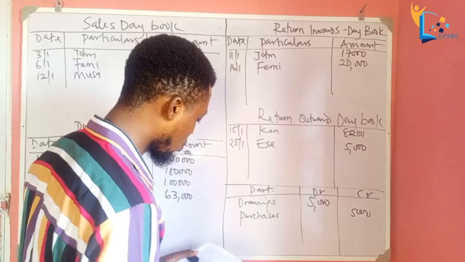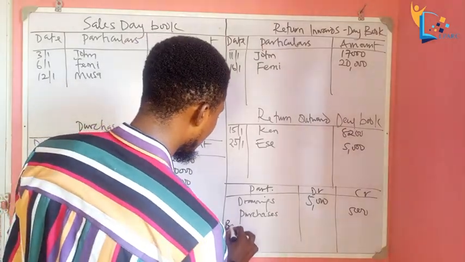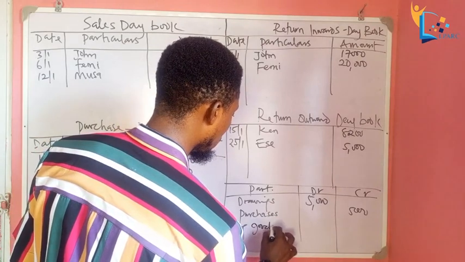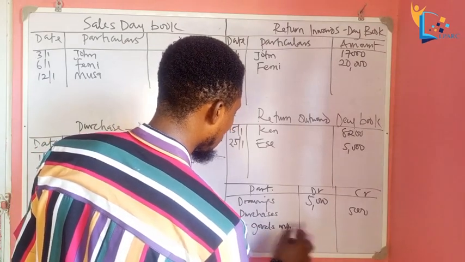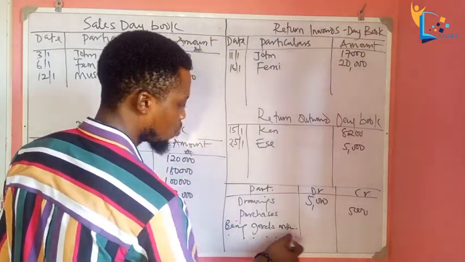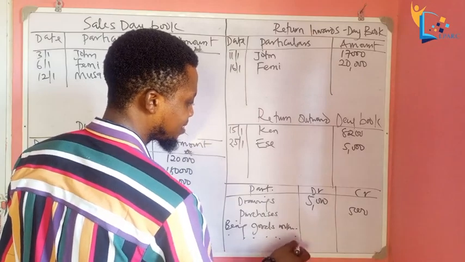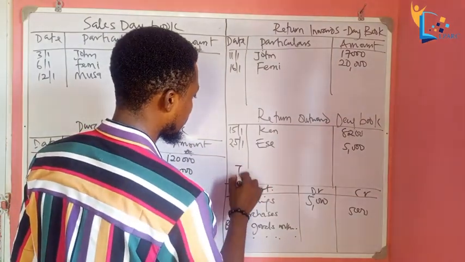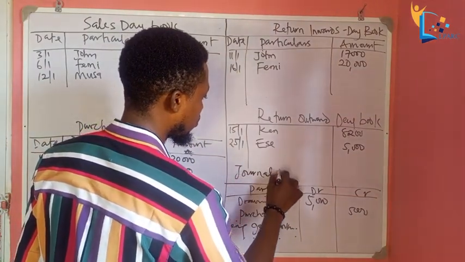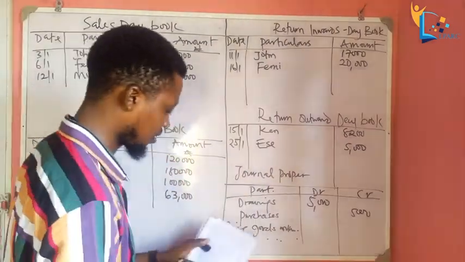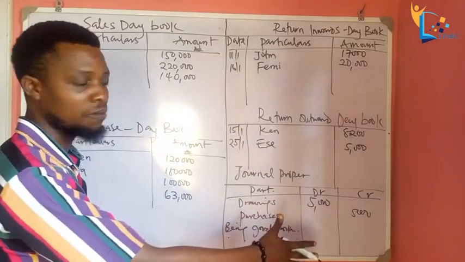Okay, so your narration will be: goods withdrawn on 15th of January 2023 for personal use. That's all. This is the journal proper. This is how we treat it. This is the only transaction on the 15th that will pass through the journal.